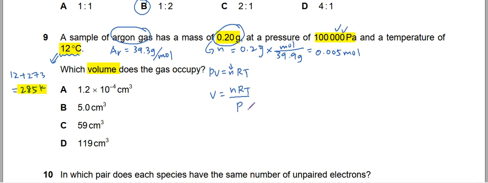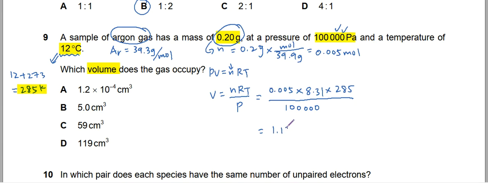So now we are ready to input everything. The number of moles is 0.005, multiplied by the constant R, which is 8.31, which we can get from the data booklet, times 285 temperature, over pressure, which is this one here. When we complete the calculation, we will get the volume in meter cube. This is the one we need to pay attention to.